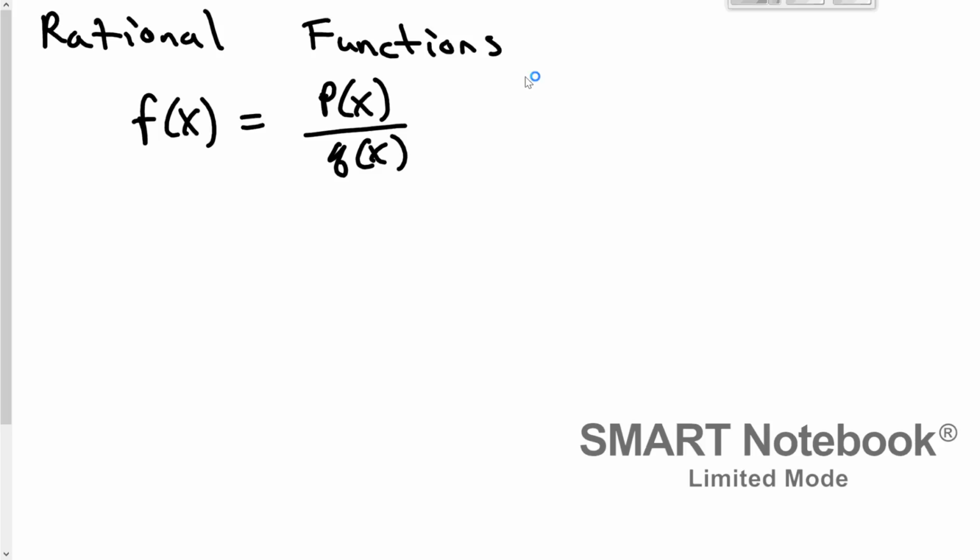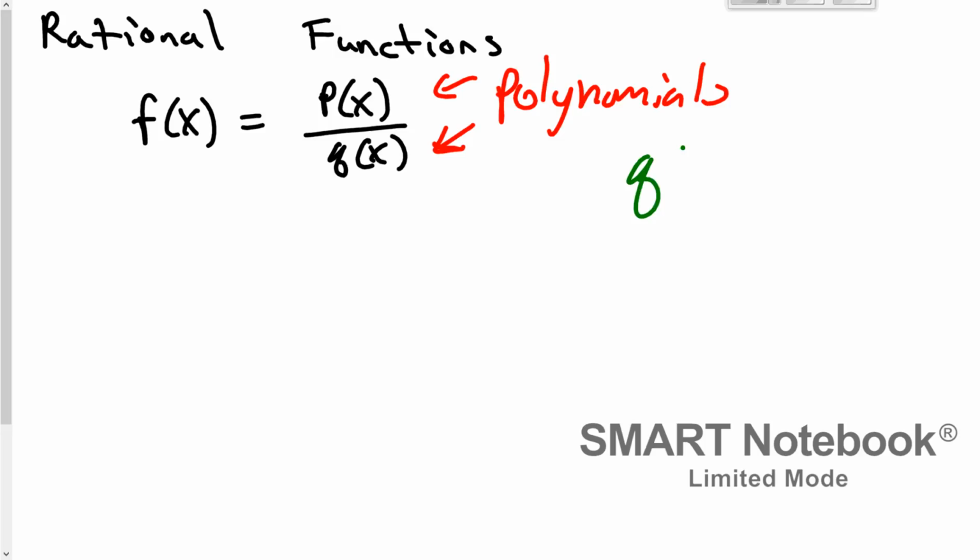Talk about rational functions. This is section 5 of chapter 3. So rational functions are a function that has a polynomial. These are polynomials divided by each other. But since we are dividing, that means that q of x down here, this polynomial, cannot equal 0, right?